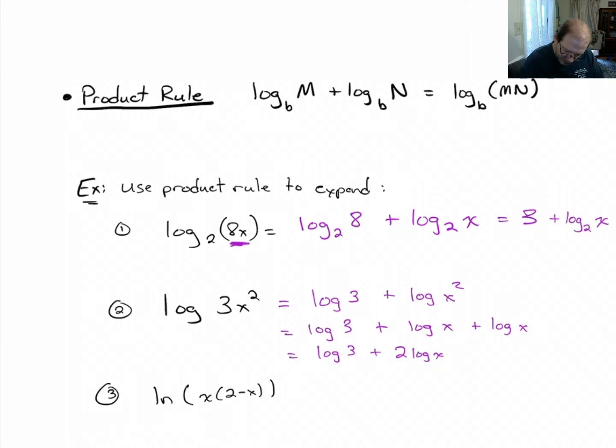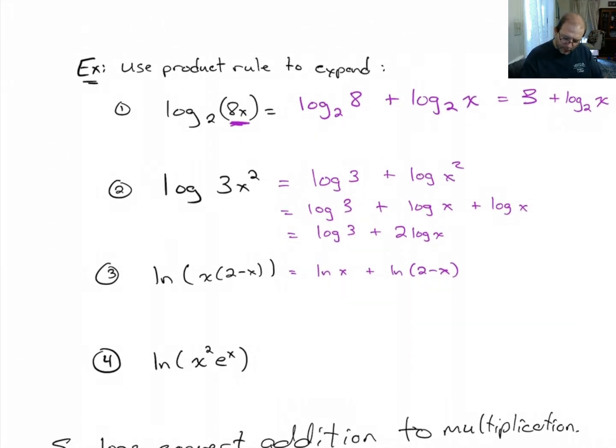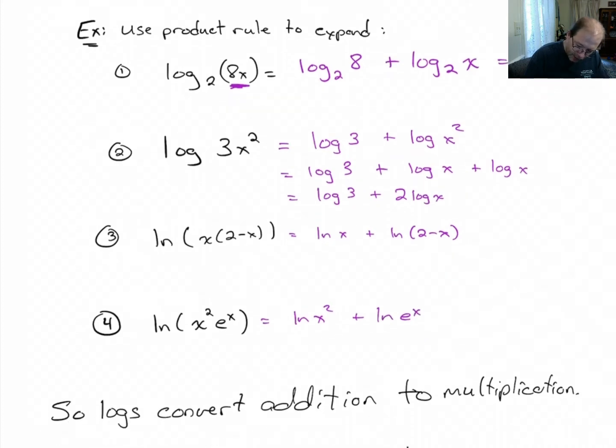So let's do this last one. Natural log of this, that's natural log of x plus natural log of 2 minus x. All right, and one more. This would be natural log of x squared plus natural log of e to the x. And of course, natural log of e to the x, we can rewrite that since we have a base e log and a base e exponential. This is just natural log of x squared plus x.